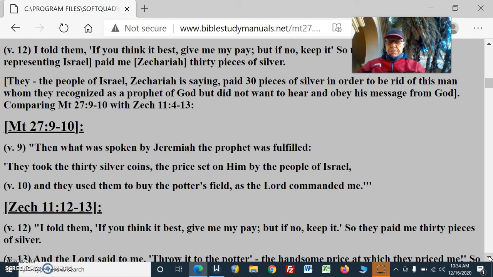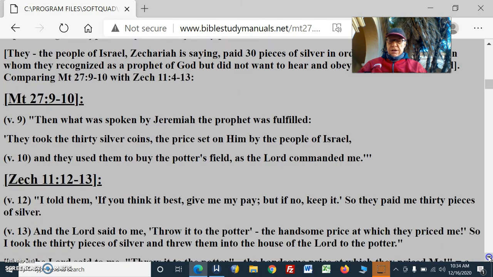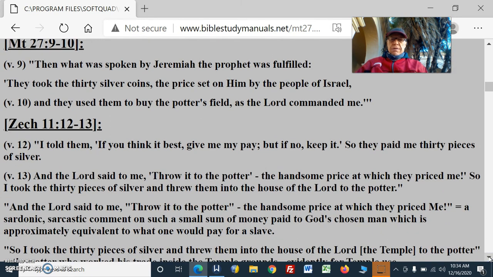Then what was spoken by Jeremiah the prophet was fulfilled. They took the 30 silver coins, the price set on him by the people of Israel, and they used them to buy the potter's field as the Lord commanded me. And Zechariah says in 11:13, I told them, if you think it best, give me my pay, but if not, keep it. So they paid me 30 pieces of silver, and the Lord said to me, throw it to the potter, the handsome price at which they priced me. So I took the 30 pieces of silver.